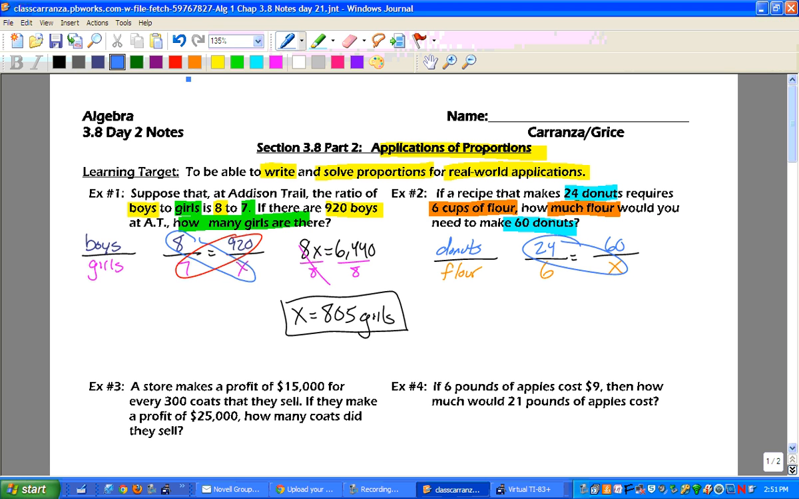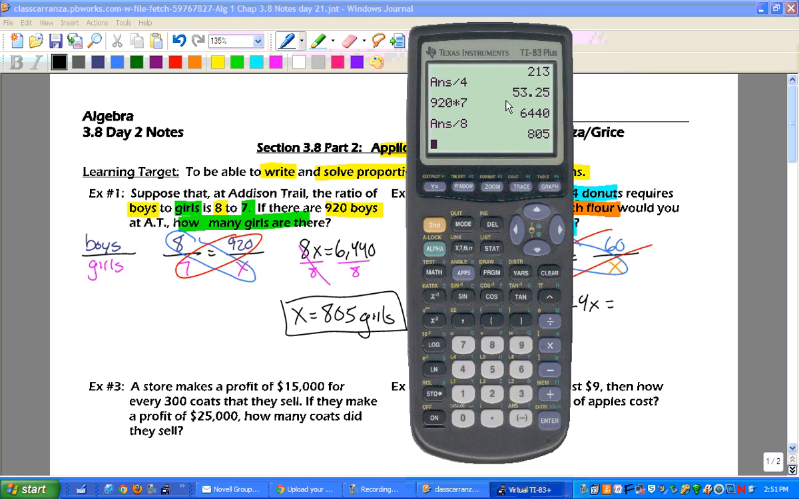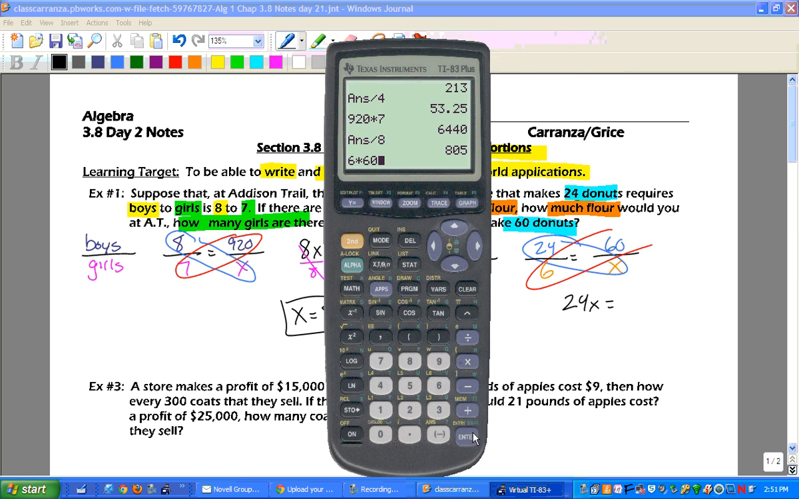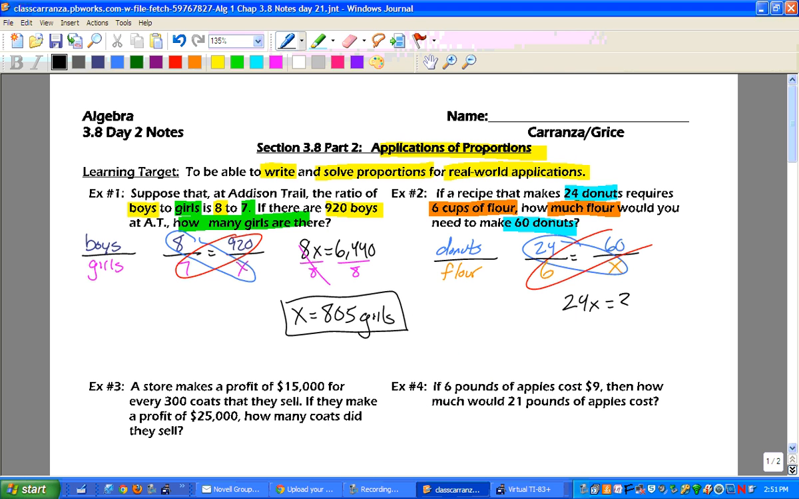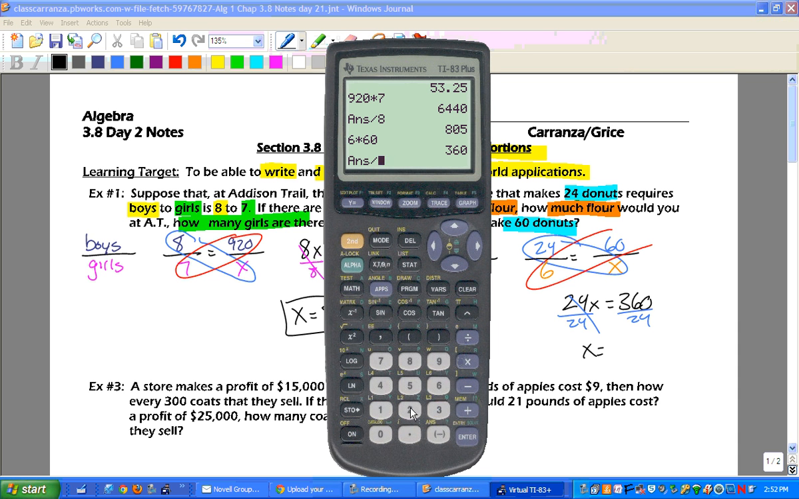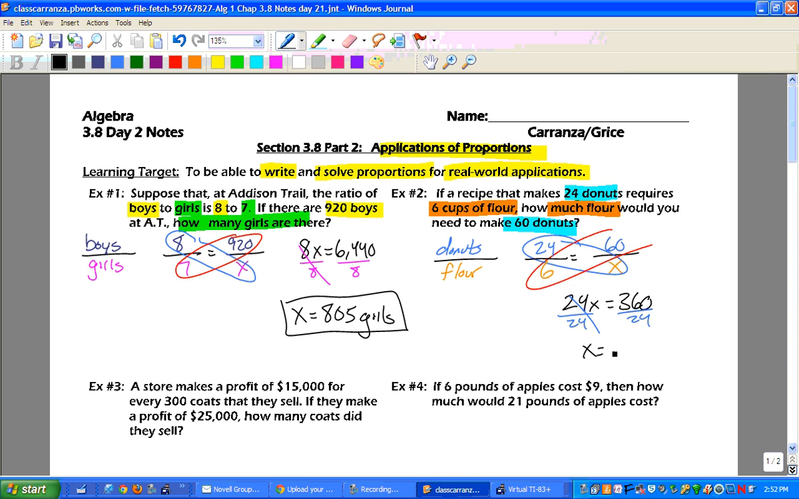Okay, and from here we're doing the cross multiplication where we get 24x equals, and you're doing 6 times 60, 360. To solve for x, going to divide, and we end up with x equaling 360 divided by 24 gives us 15. And make sure that's 15 cups of flour.